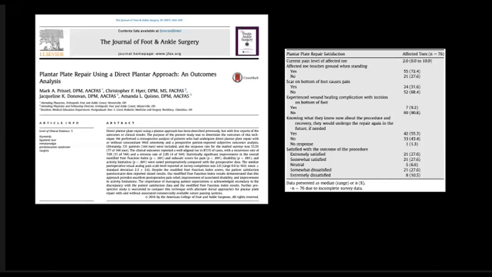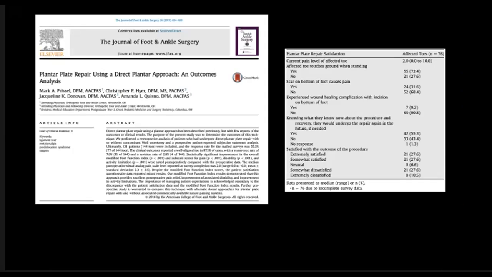This is a paper that Chris Heyer and Mark Preisel wrote in JFAS 2017. It's an outcome paper, and they assessed 144 toes. And what they found was out of the 144 toes, 87% had great perfect alignment. They were rectus. 7.6% had reoccurrence, and 2.8% needed a revision. So you look at that and you say to yourself, that's not terrible. And just to be clear, this is a plantar approach that they used.